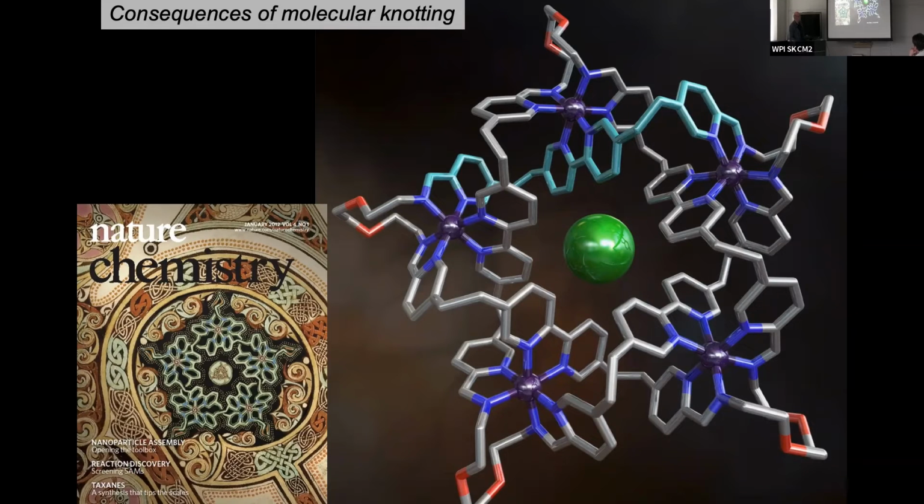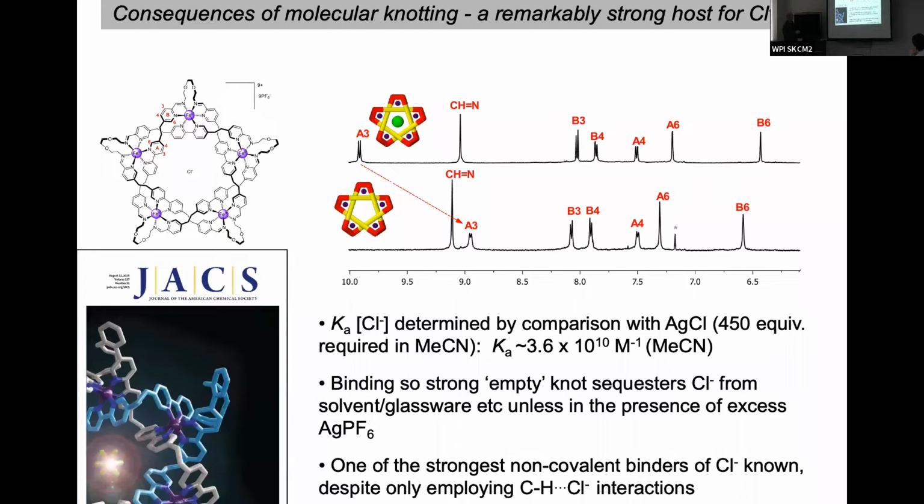And it turns out, well, we can see that in the NMR spectra. So if you pull out the chloride ion by adding silver salts, then these protons that are hydrogen bonding to the chloride ion, they shift nearly 1 ppm in the NMR spectra between the empty cavity and the chloride cavity knot. And in fact, these knots are some of the strongest binders of chloride that are known. They have a binding constant of about 10 to the 10 in acetonitrile.